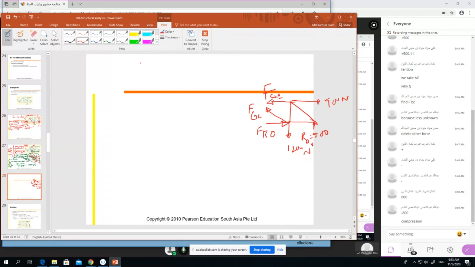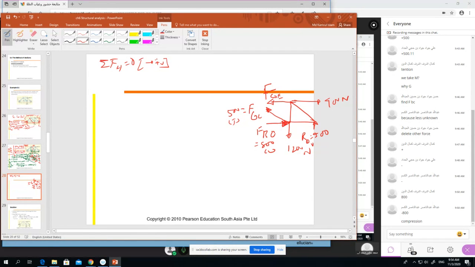Now, for FGC, we will do the summation of F horizontal equals 0. If we do that right now, what will we get? FBC equals, you said, 800 compression, and FGC, you said 500 tension. Tension is correct; it is going out of the joint. Compression goes towards the joint. And FGE: we have only one unknown, and now we can easily solve it.